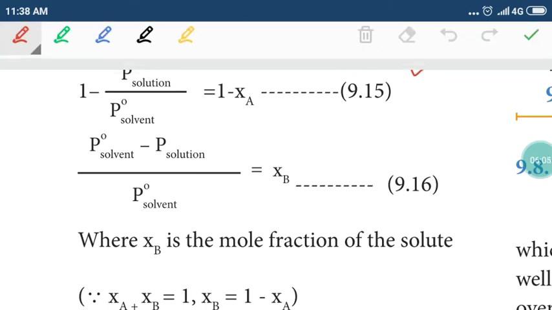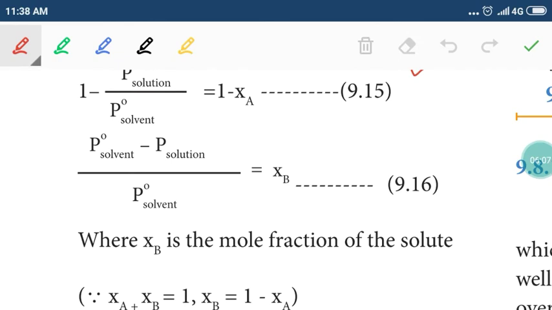So again we rearrange the equation. Partial pressure of pure solvent minus partial pressure, or vapor pressure, of solution, divided by vapor pressure of pure solvent, is equal to xb. Why is the term xb written here? 1 minus xa means xb.